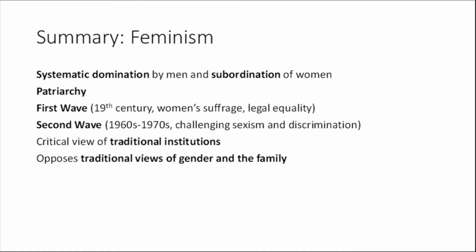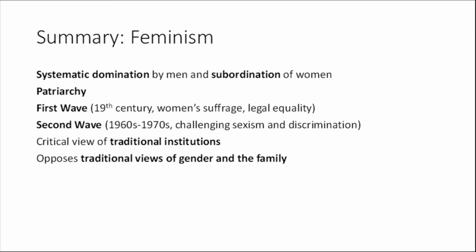Let's summarise. Feminism is the belief that in society there is systematic domination by men and the subordination of women. They term this arrangement patriarchy. The first wave in the 19th century, which led to women's suffrage, the vote, and to legal equality in many areas of life, and the second wave in the 1960s and 70s that challenged sexism and discrimination that still existed in society and brought about many changes to the law to put an end to them.